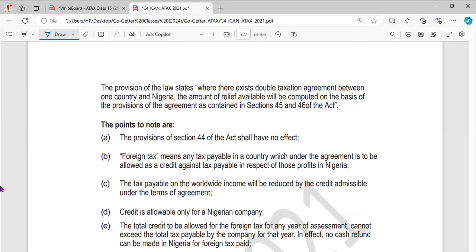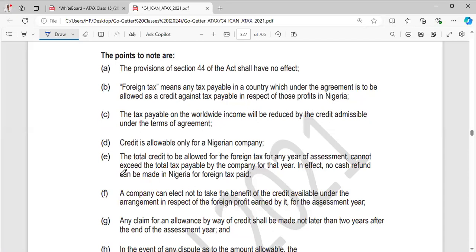Now, foreign tax means any tax paid or payable in a country where the agreement is to be allowed as a credit against tax payable in respect of those profits in Nigeria. So, in this case now, we will not be saying the word CWR because that is when double taxation does not exist. But now you will be using the foreign tax instead of Commonwealth tax. The tax payable on the worldwide income will be reduced by the credits admissible under the terms of agreement.